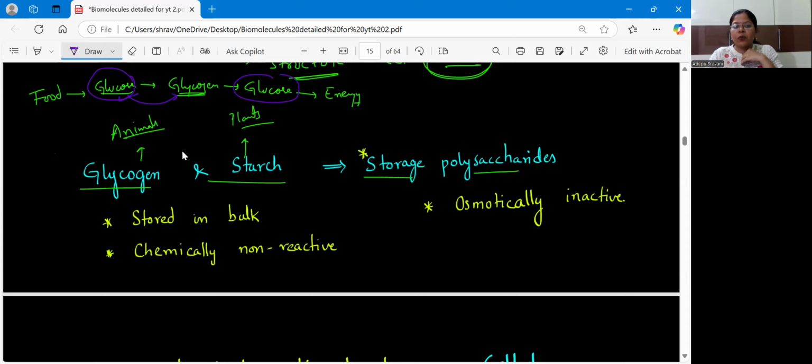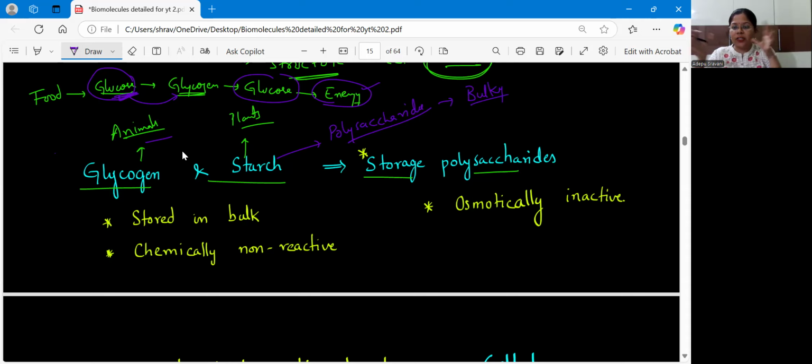Why can't we store this glucose? Whether it is animals or plants, why can't the organism store glucose as it is so that it can be used as it is whenever we require the energy? Okay. So for this, the first and foremost point is that glycogen and starch, both of them are polysaccharides, isn't it? They are polysaccharides which are very, very bulky.